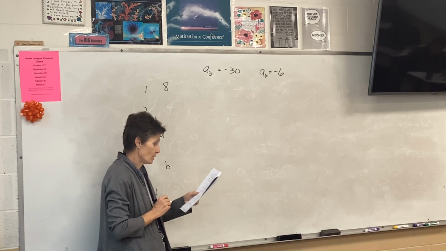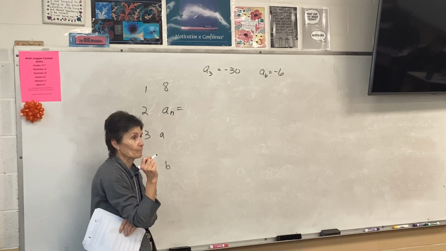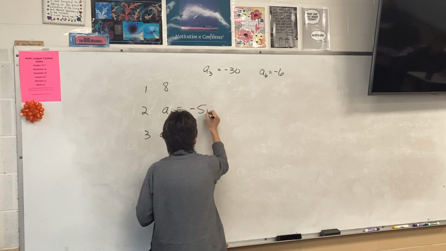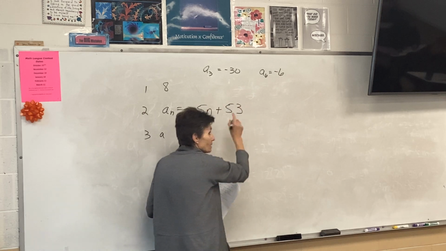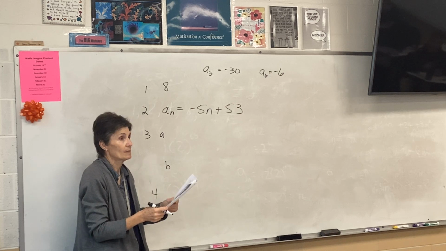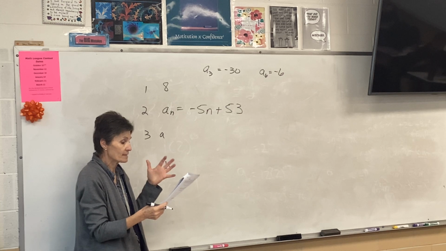What are you doing there? Write a rule for the nth term. What did you come up with for that one? A sub n equals negative 5n plus 53. Negative 5n plus 53? That's exactly what I got. Does anybody have a question about that? I kind of did that, I thought about that sort of the same way.